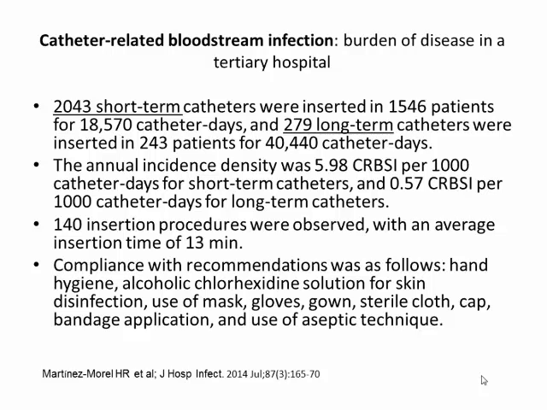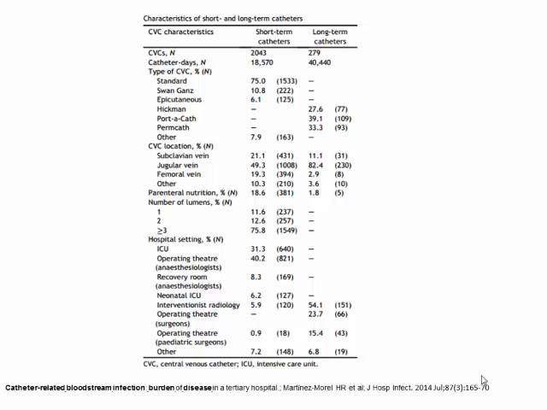Average insertion time was 13 minutes, and they made sure that compliance with these were followed: same hand hygiene, chlorhexidine solution, mask, gloves, gown, cap, and complete aseptic technique. So this is a graph. As you can see, about 2,000 short-term catheters and 280 long-term catheters. By short-term, again, I meant your standard central venous catheters, Swan-Ganz. By long-term, again, I mentioned it was Hickman, Portacath, and Permacath.